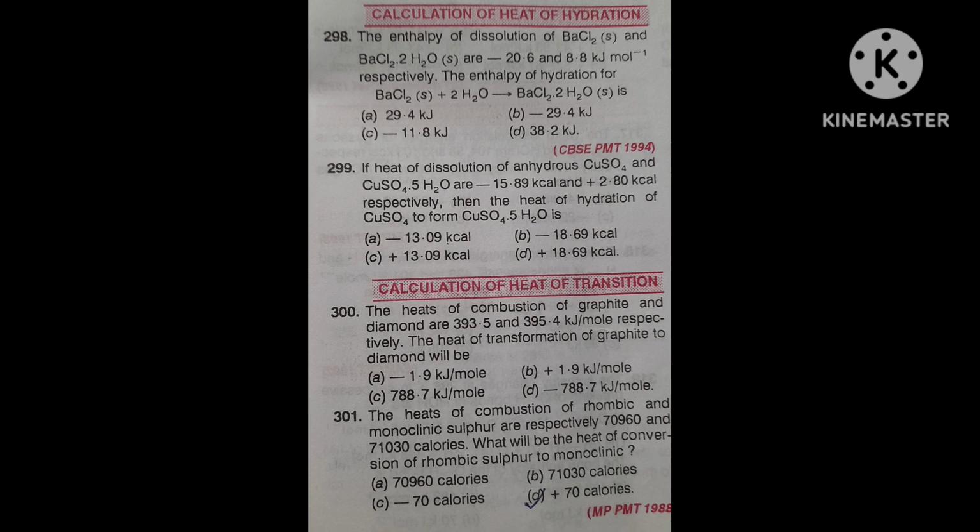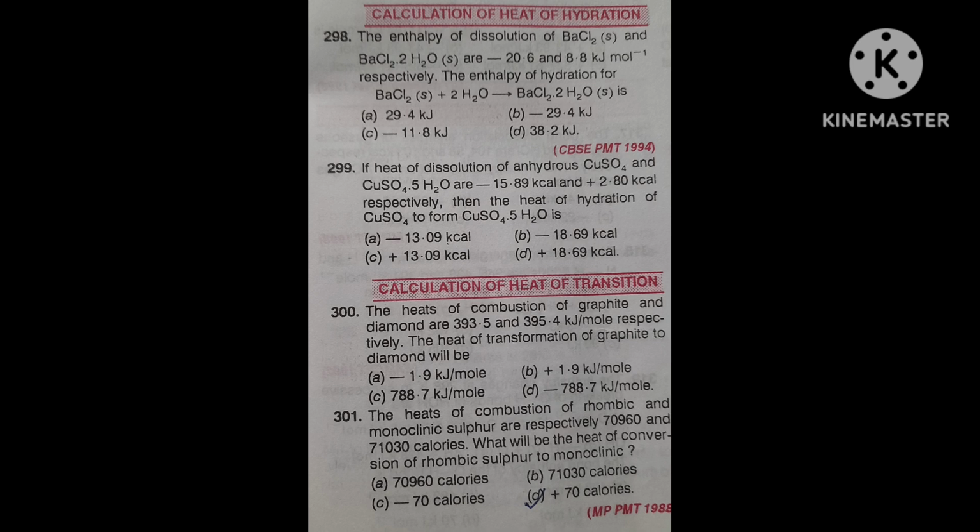Barium chloride solid plus 2H2O liquid will give barium chloride 2H2O, as it absorbs 2 molecules of water. Here delta H is equal to delta H1, the first reaction, meaning solid and water. Just simply for that, the delta H value will be equal to the first equation, delta H1.